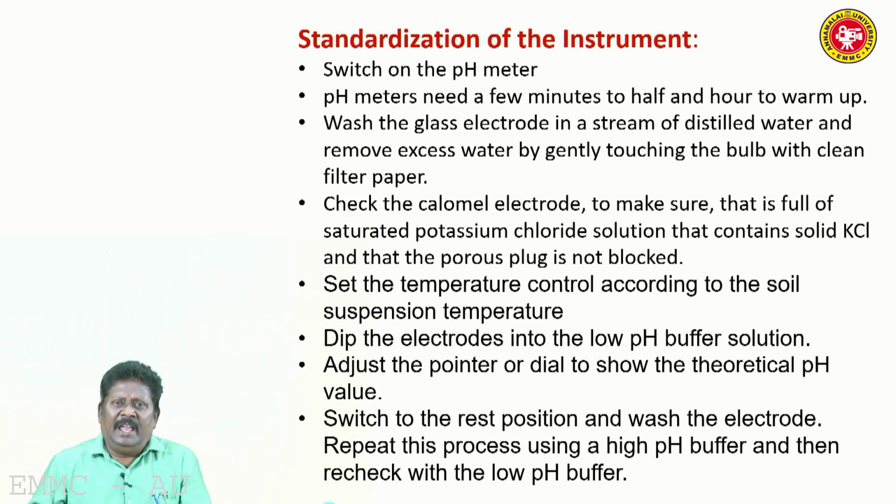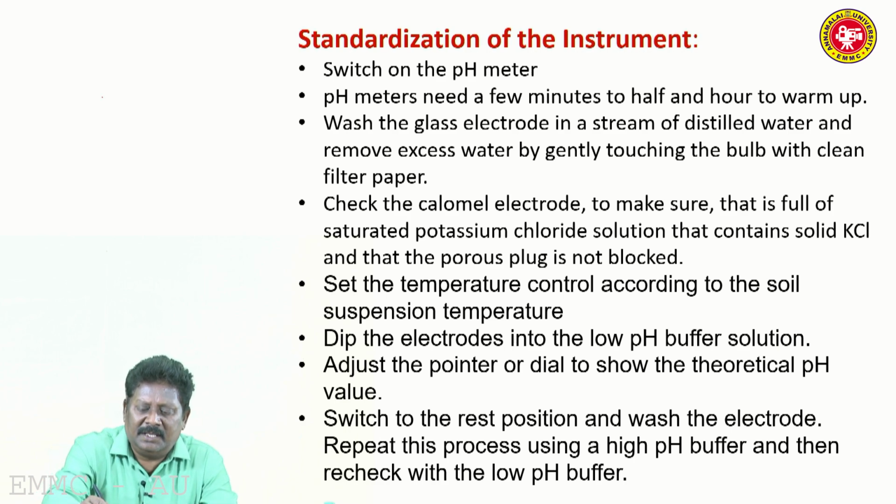Before measuring pH using the pH meter, you have to standardize the instrument. So, how to standardize the instrument? First step, switch on the pH meter. Then run the pH meter for a few minutes to half an hour or 1 hour to allow the instrument to warm up. Then wash the electrode with a stream of distilled water. Remove the excess water by gently tapping the bulb.